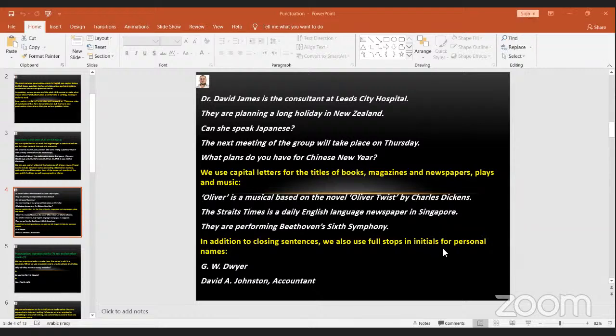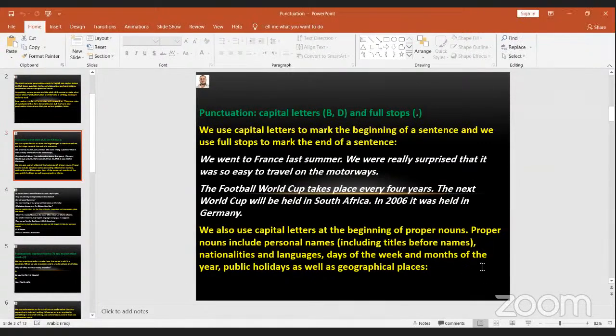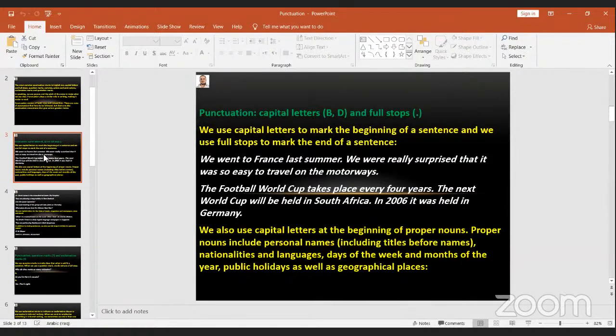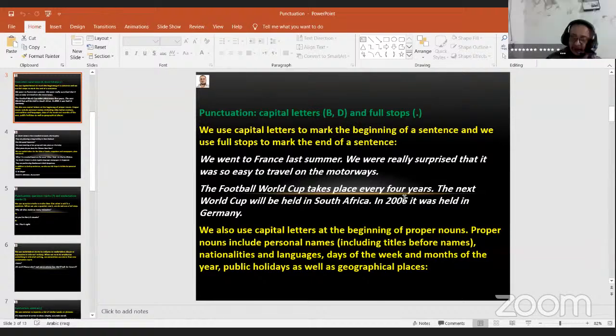Slide 3. Can you show us slide 3? I have a question. Yes, this is slide 3. This is in 2006. After 2006, it should be a comma, right? Yes, you are right.